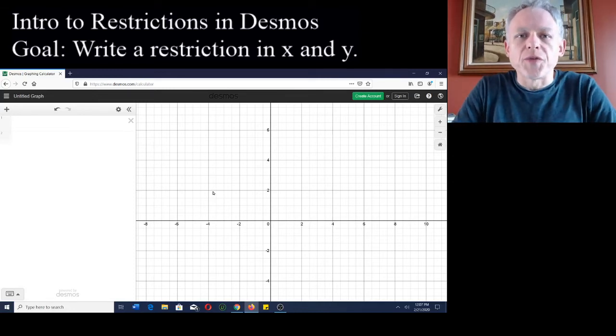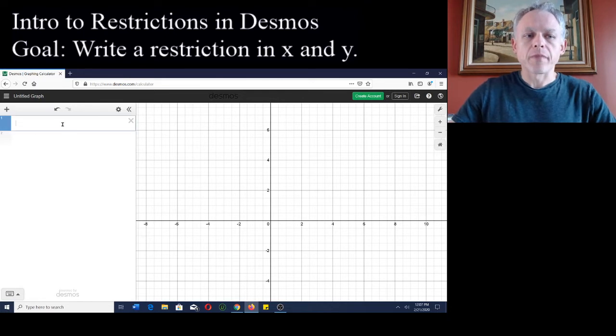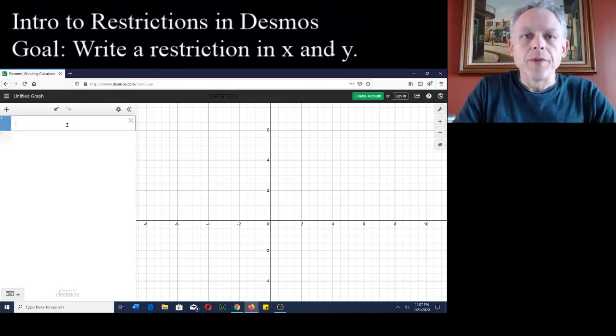Hi everyone. In this video, we're going to further explore restrictions in Desmos. We're going to look at adding two restrictions to an equation. If you watched the previous video, I talked a little bit about the power of Desmos' restrictions. Part of that is because you don't have to just add one restriction, you can add two restrictions.